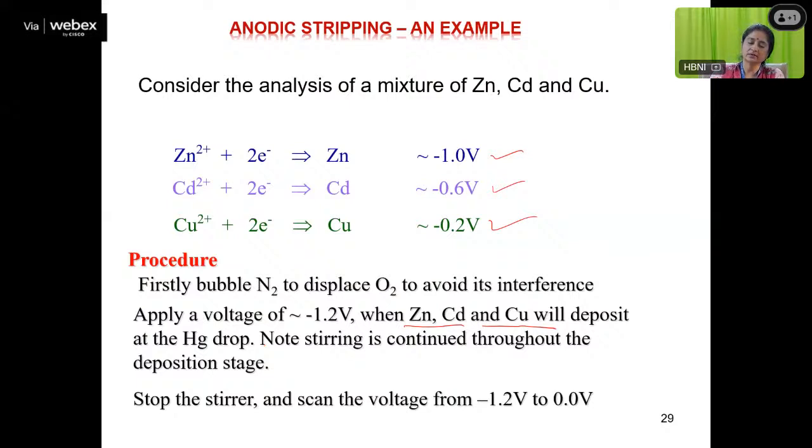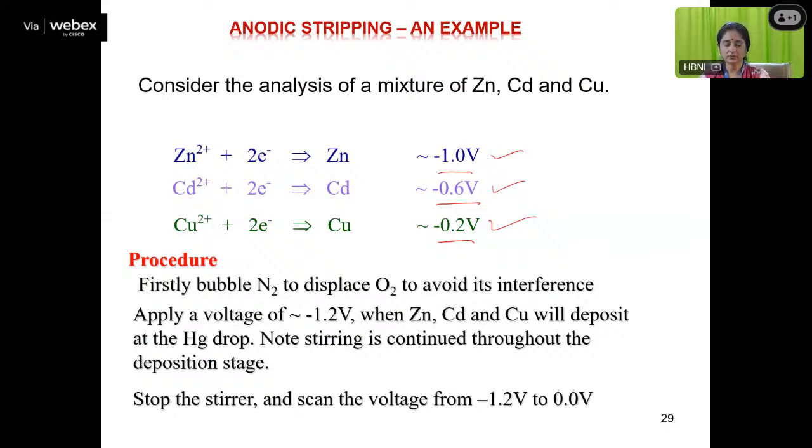Because you see, the reduction potentials of these three elements are around minus 1, minus 0.6 and minus 0.2. Now you are applying minus 1.2 volt, where all these elements will get deposited in your mercury drop. During this deposition you have to stir the solution, because you want better mixing, and all the analytes, the zinc, cadmium and copper, whatever is present in the solution, should approach the mercury drop. It is a very minute drop, and the solution is around 10 ml or 25 ml, so they all should reach there effectively. So you have to stir it.